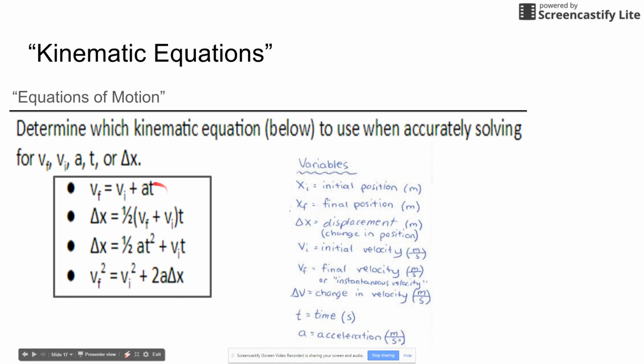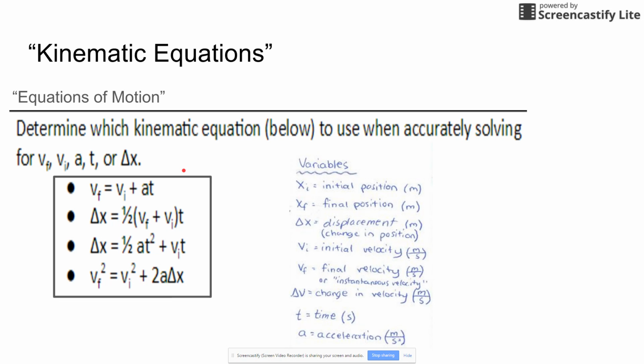So we showed how to develop different equations from the graphical models. So this is one equation we can use right here, VF equals VI plus AT. That was the first one we developed. The second one we developed was the one I'm circling right now. These other two, I didn't show how to develop those equations. You could just take my word for them that they're legit and they work and we can use them.